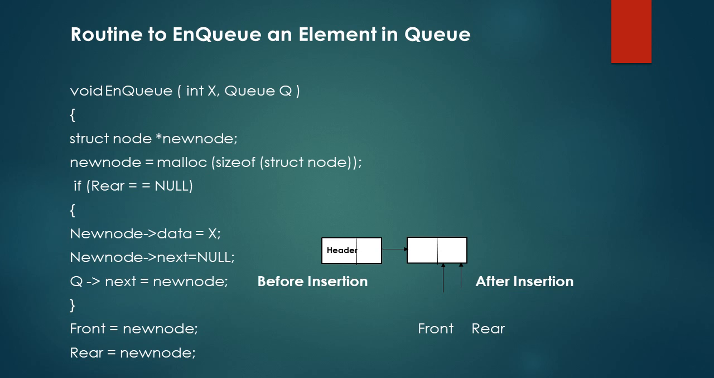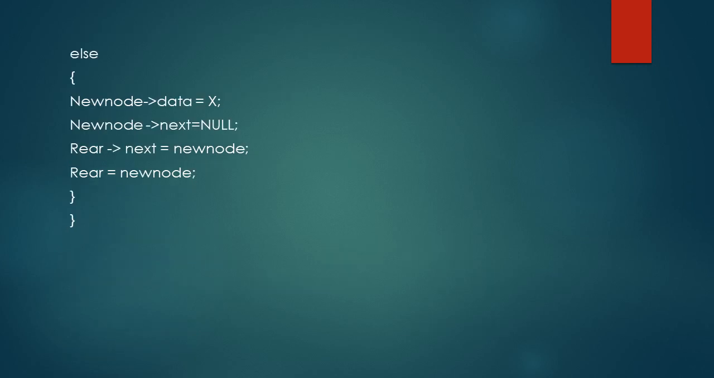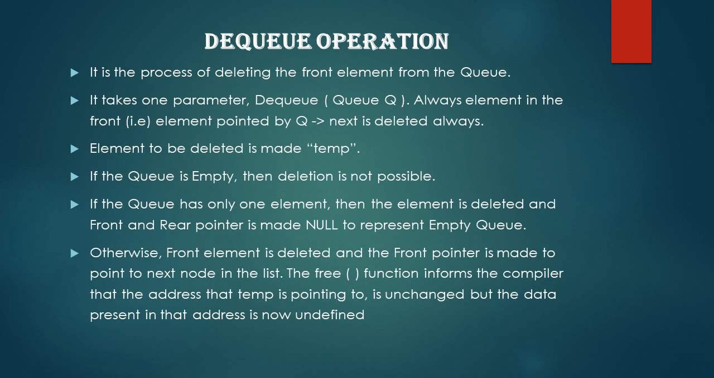If front is equal to null, new node data equal to x and new node next is equal to null. Q next is equal to new node. Front is equal to new node. Rear is equal to new node, because front and rear represent the node. Else, new node data equal to x, new node next is equal to null, rear next is equal to new node, rear is equal to new node.